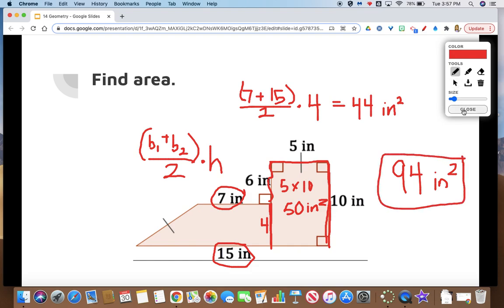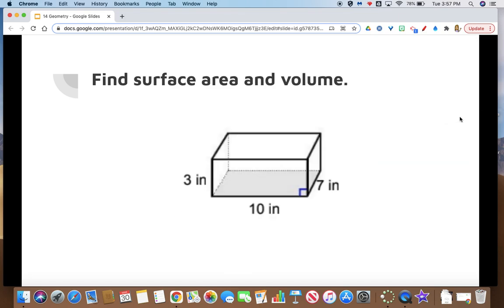Those were some refreshers on area. Next, let's move into surface area and volume. Surface area, remember, is when our coloring is going to really come in handy. We need to find area of all the different rectangles on this prism and then add them together.